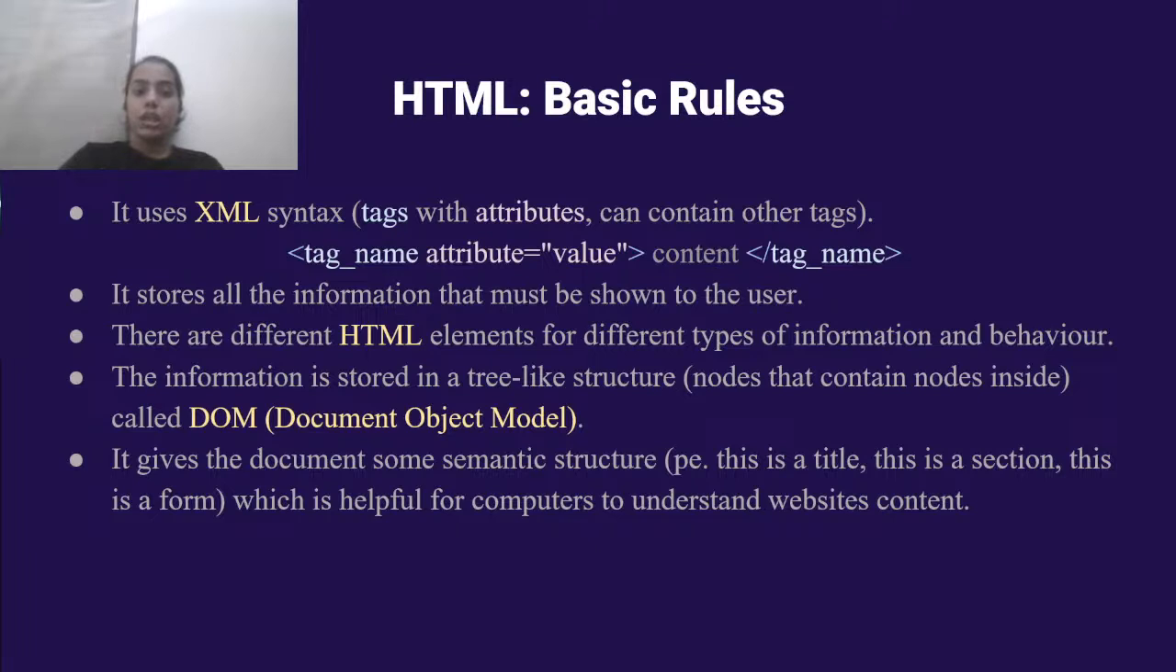The information is stored in a tree-like structure, that is nodes that contain nodes inside, and it is called the DOM, which is the document object model. It gives the document some semantic structure, that is, title, section, form. So we can have a header, a footer, and the body of the website, which is helpful for computers to understand website content.